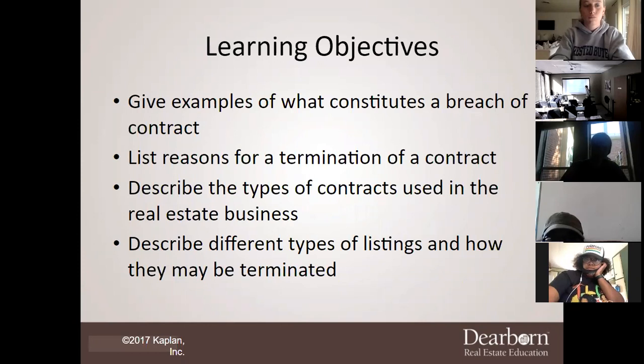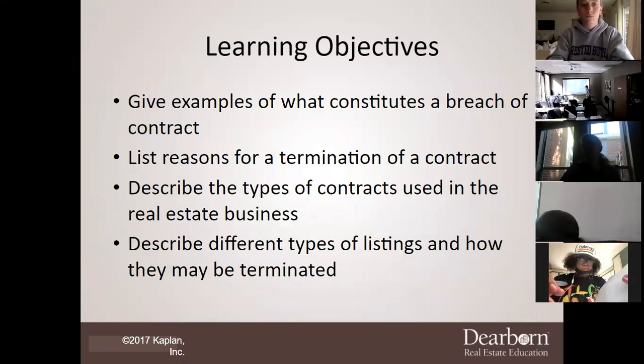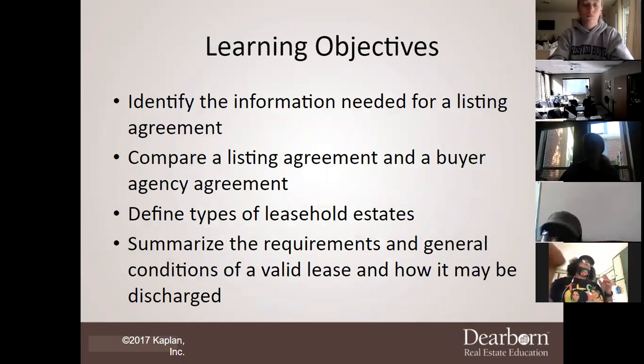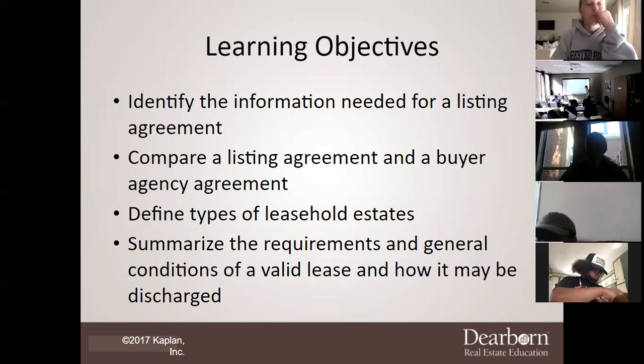We'll describe the types of contracts used in the real estate business. We'll describe different types of listings and how they may be terminated. We'll also identify the information needed for a listing agreement. We'll compare a listing agreement and a buyer agency agreement. We will define types of leasehold estates and summarize the requirements and general conditions of a valid lease and how it may be discharged.